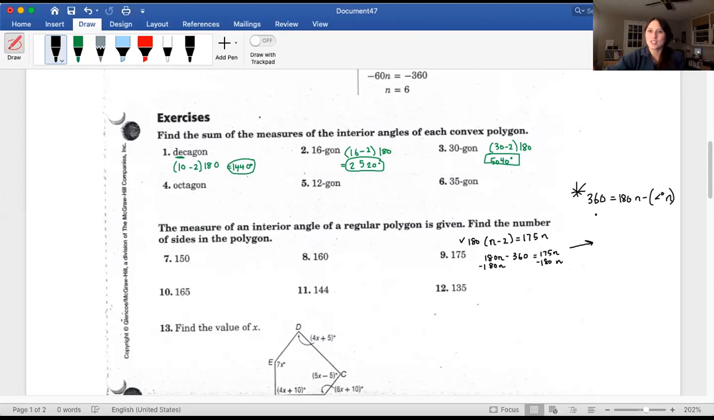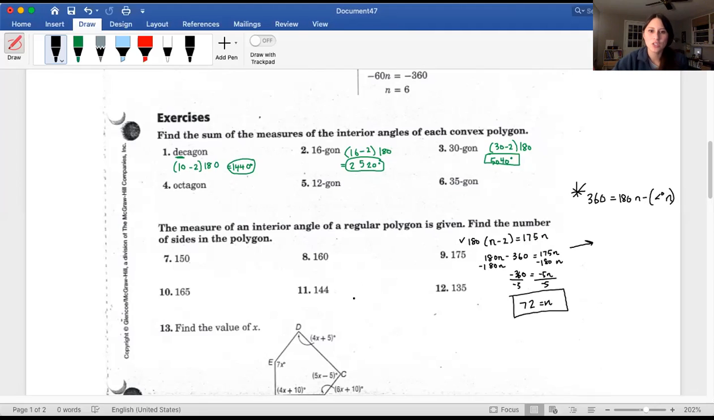You're going to start to see a pattern that every time you start with this equation, you're going to end up with 360 equals 180n minus the amount of degrees of one angle times n, right? So right here, I have negative 360 equals negative 5n, divide by negative 5 on both sides. So I think this one's going to be a lot of sides here. 72 sides, crazy. So this shape has 72 sides.